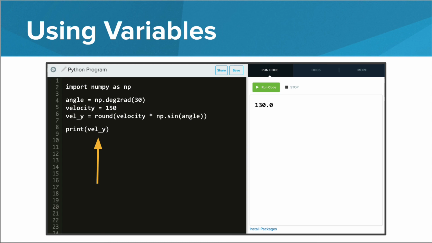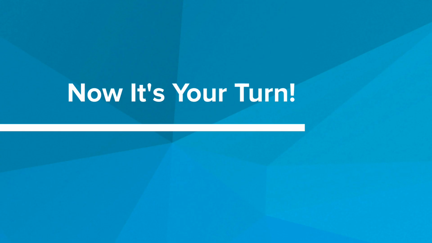We import numpy, create a variable for angle and velocity, then calculate the y component of the velocity, printing out the result. Awesome! Now it's your turn to introduce variables in your programs.